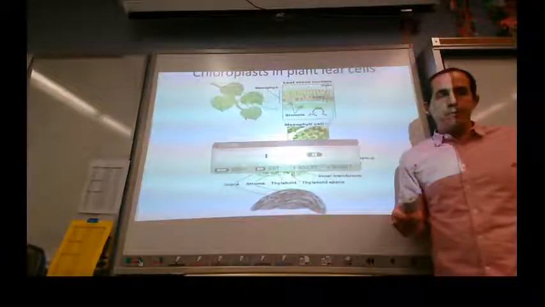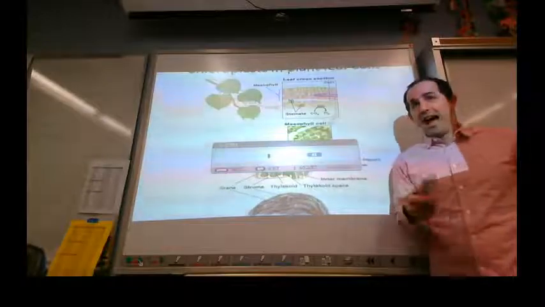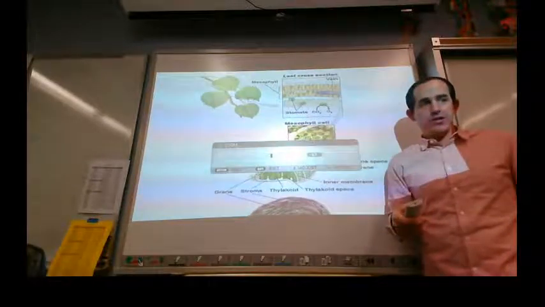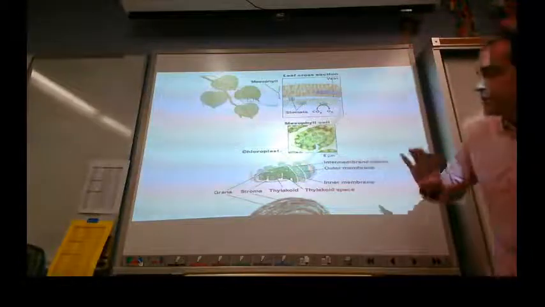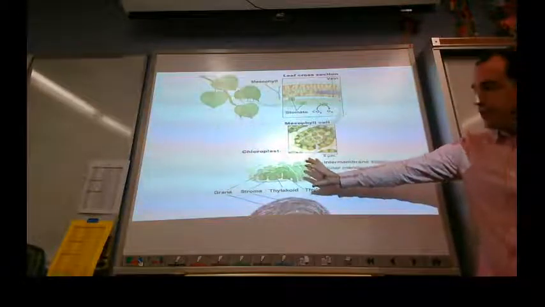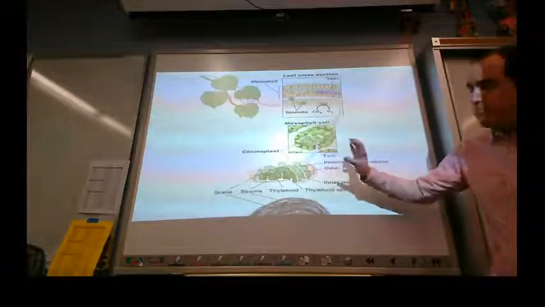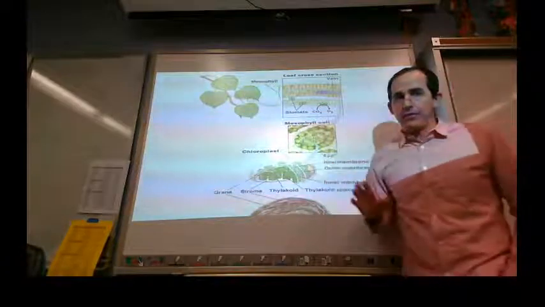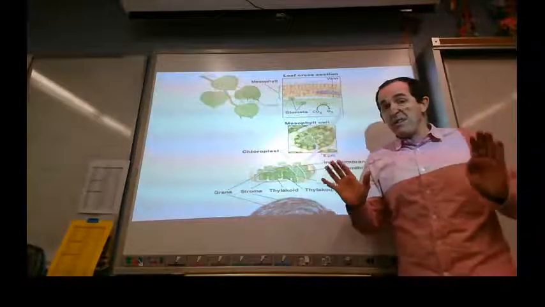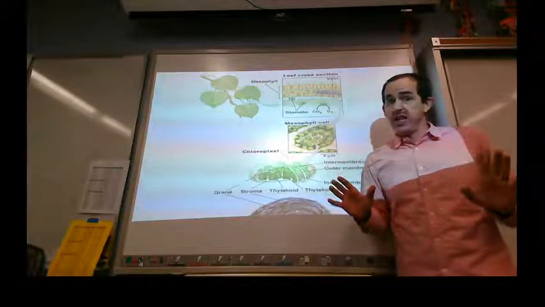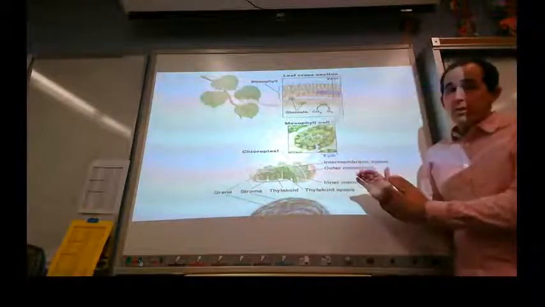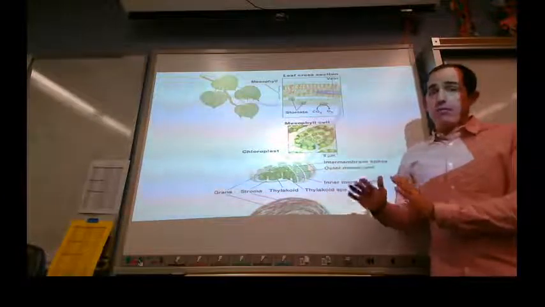Obviously, this would be a little bit better in the actual live situation, but I'll try my best to do what I can with this. So when we zoom in on a chloroplast, and I'll show a picture on the next slide too, there is a big idea that we want to pull from this. Again, we don't have to really know the structure. We don't have to know any of the super specific stuff just yet. But when we look at the chloroplast, there's two things that we want to be aware of.